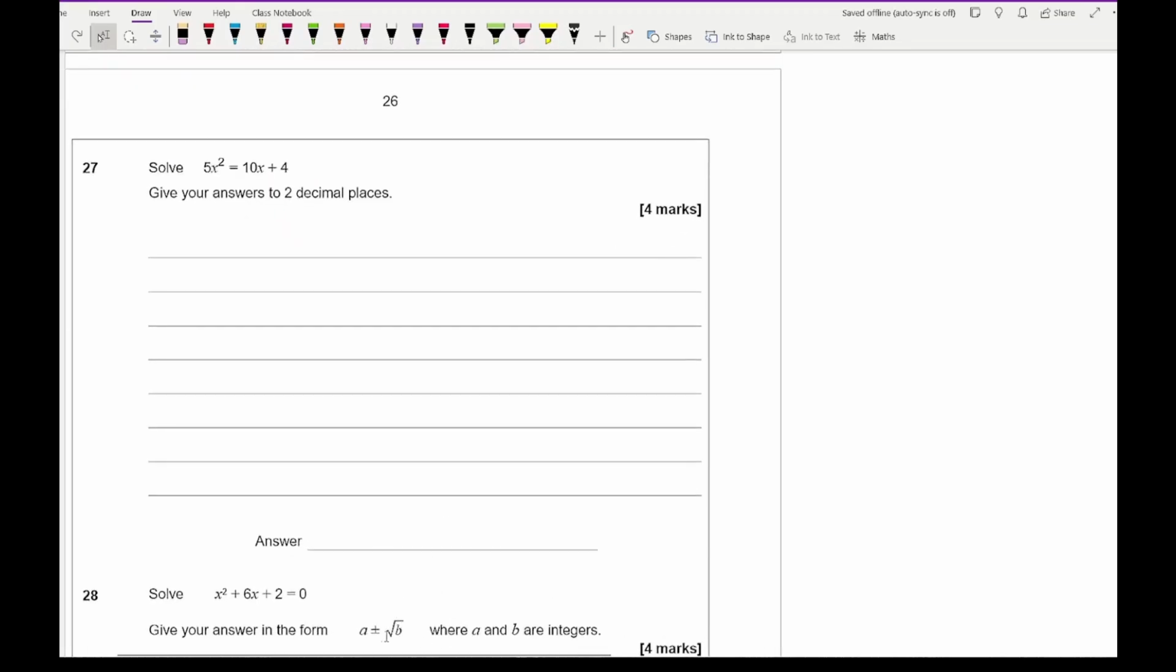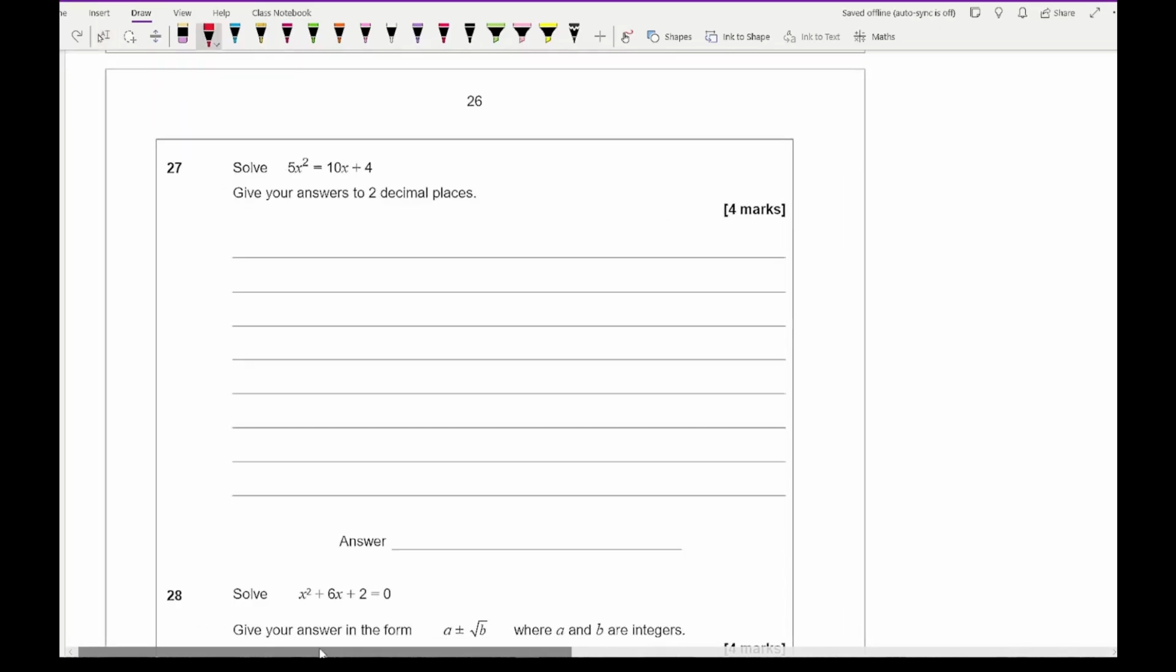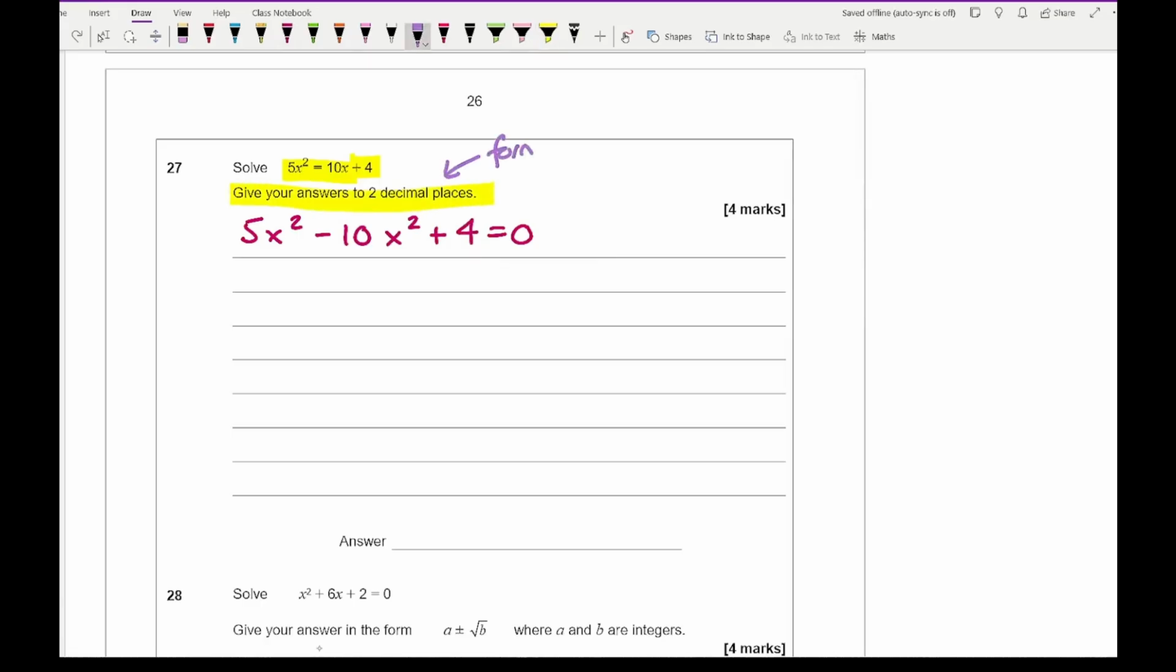Then moving on to question 27, so let me just zoom in. So here we've got a quadratic, and it's asked us to give our answers to 2 decimal places. So first things first, when solving a quadratic, you always need to make sure it's equal to 0. So let's do a bit of rearranging, in which we want to also try and keep the x squared positive, just to make your life a little bit easier. Now once you've made it equal to 0, the fact that it says give your answer to 2 decimal places basically means use the formula. So here a equals 5, b equals minus 10, and c equals 4.